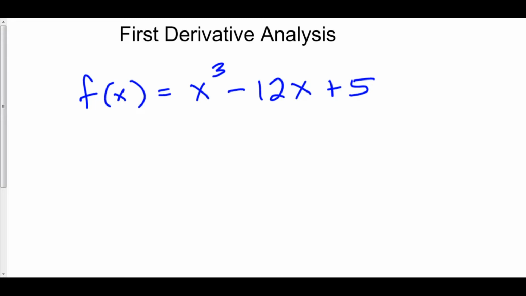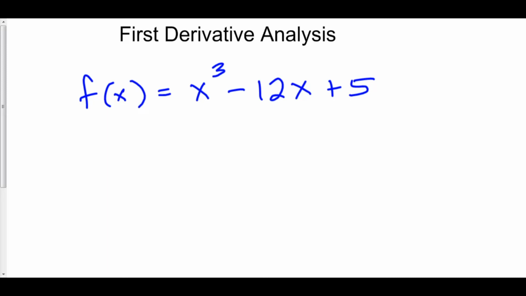We can factor out a 3. We get x squared minus 4. And of course we can factor that using a difference of squares. That's x minus 2 times x plus 2. And this is all equal to 0. Therefore, we have critical points at x equals negative 2 and at x equals 2.